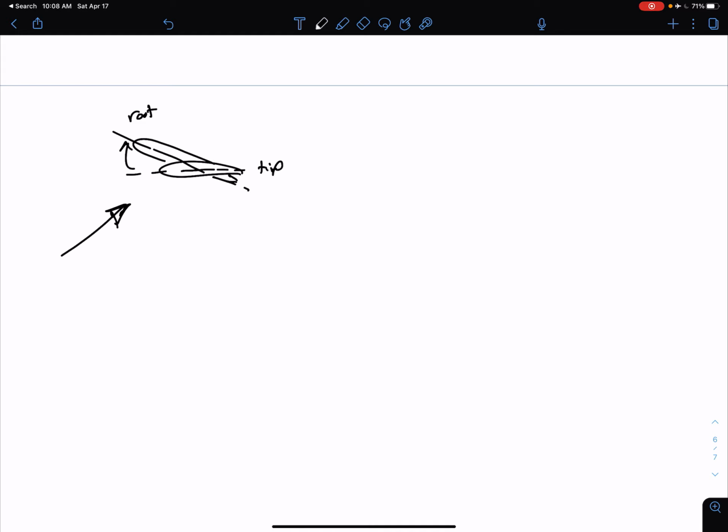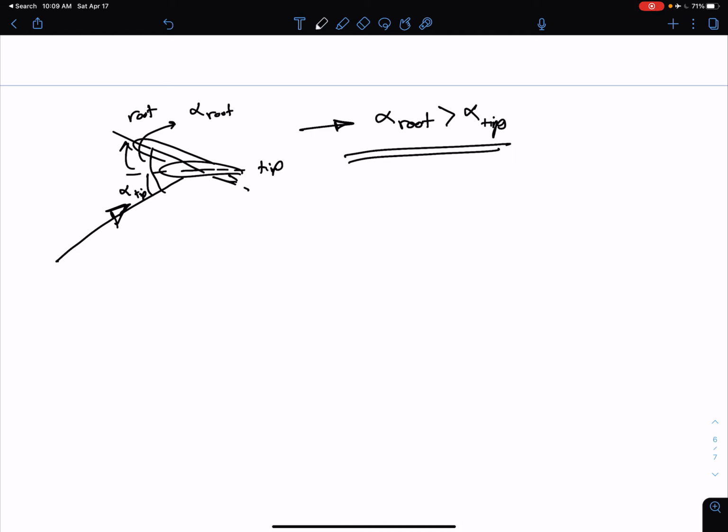The main effect the geometric twist has on the flow pattern is to increase or decrease the angle of attack as you go from tip to root. Let's say this is your original angle of attack, right? Your angle of attack at the tip is going to be equal to alpha 1 here, or alpha tip. But the angle of attack at the root is going to be a little higher, alpha root. So for this design, alpha root is going to be larger than alpha tip.